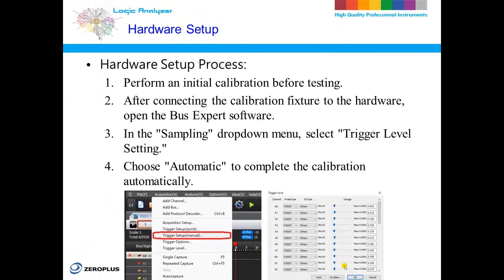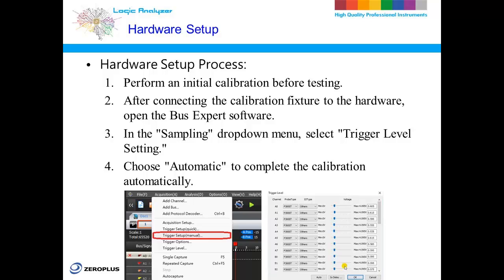Let's go over how to perform the preliminary calibration before testing, which is a crucial step to ensure accurate measurements. Preliminary calibration not only enhances the precision of your measurements but also ensures that the system is operating at its best. Here's the detailed process for calibration before hardware setup. First, make sure that the hardware is properly connected and that the calibration fixture is installed correctly. Next, open the Bus Expert software. Once the software is up and running, we'll proceed with the calibration.